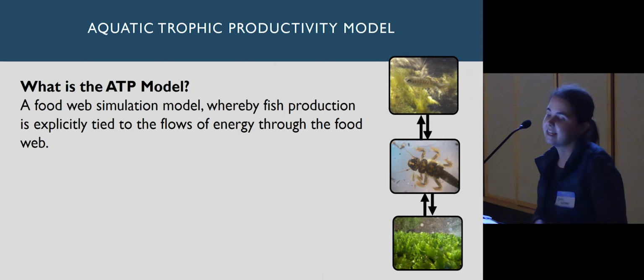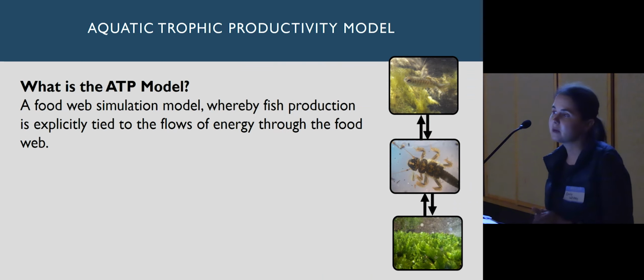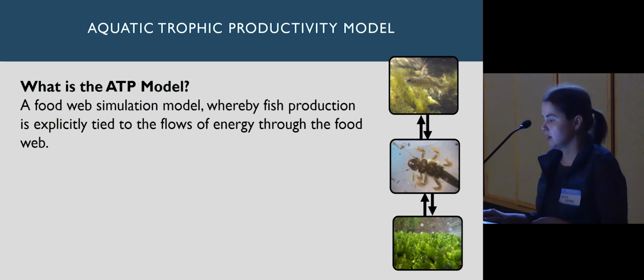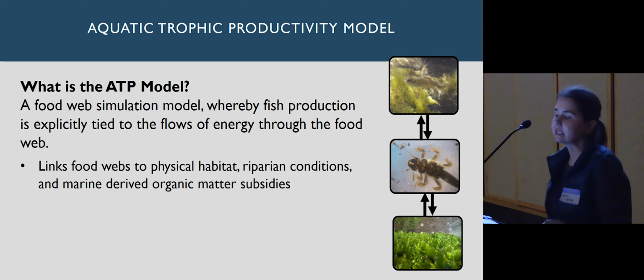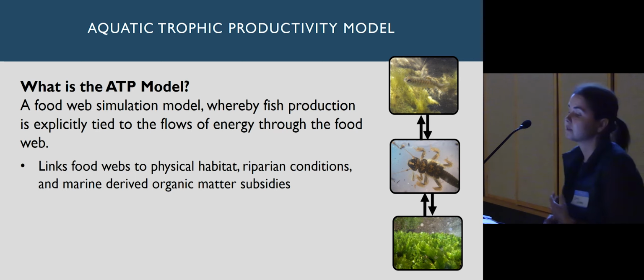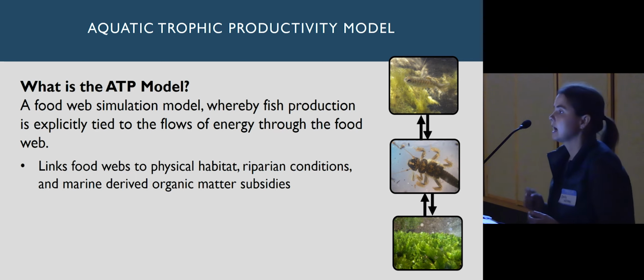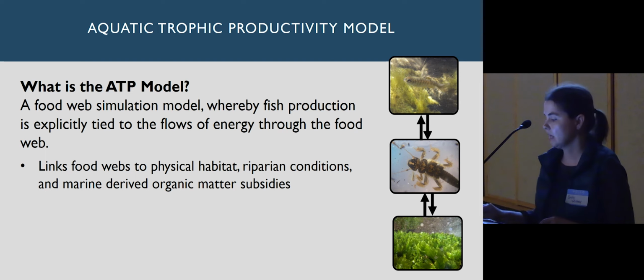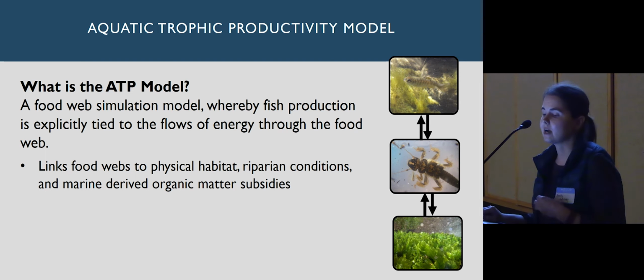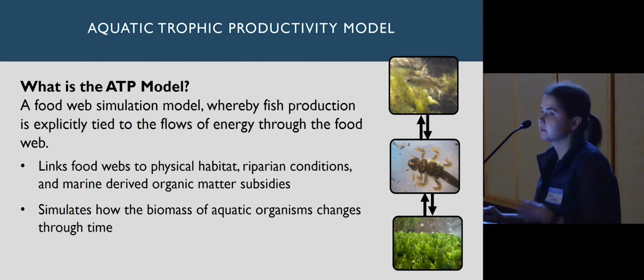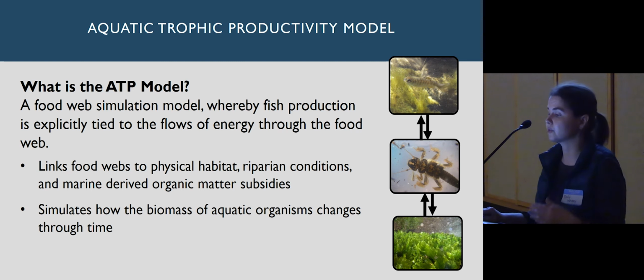So what is the ATP model? It is a food web simulation model wherein fish production is tied to the flow of energy or organic matter through the food web. This model explicitly links these food webs to things that are happening in the physical habitat of the stream, riparian conditions, as well as terrestrial and marine-derived organic matter subsidies. And then the model simulates how the biomass of these aquatic organisms in our stream food web changes through time.